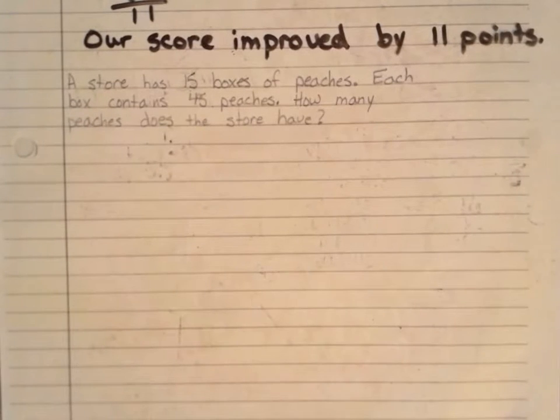A store has 15 boxes of peaches. Each box contains 45 peaches. How many peaches does the store have? Okay, so let's read this again. A store has 15 boxes of peaches. So imagine 15 boxes lined up and they contain peaches. Each box contains 45 peaches. Well, each box, that means one box contains 45 peaches. The next box also contains 45 peaches, so on and so forth.